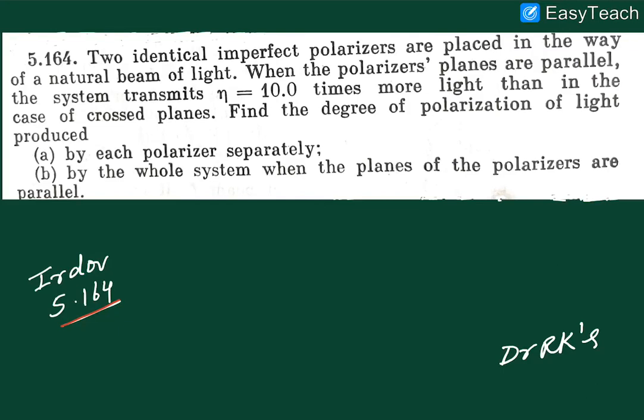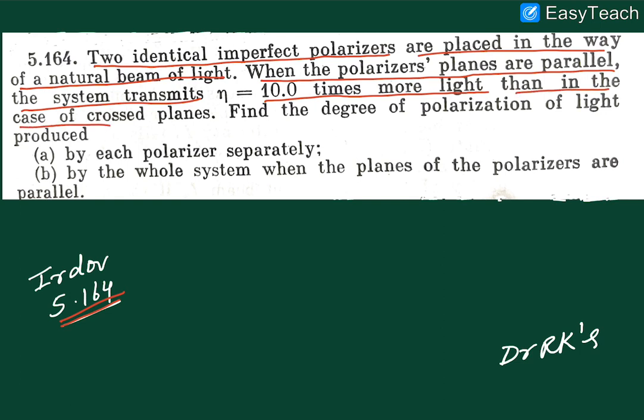Hello students, let us solve problem number 5.164 of Irodov, where two identical imperfect polarizers are placed in the way of a natural beam of light. When the polarizers' planes are parallel, the system transmits 10 times more light than in the case of crossed planes. Crossed means perpendicular to each other. Find the degree of polarization of light produced.